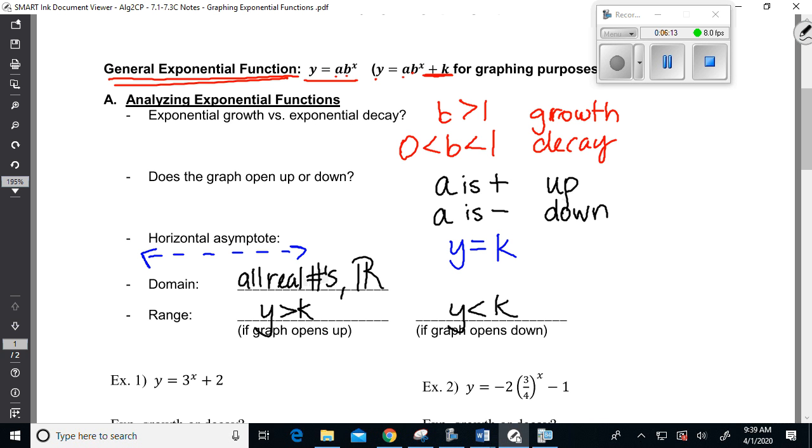Pretty simple, pretty straightforward. For those of you who are used to using the infinity notation, y is greater than k is the same thing as saying k to positive infinity.